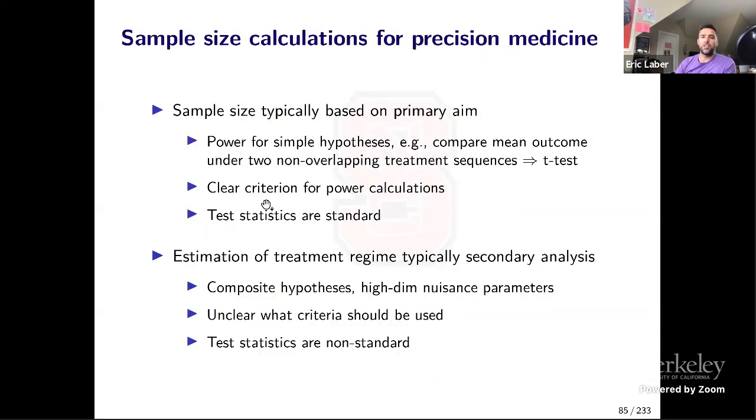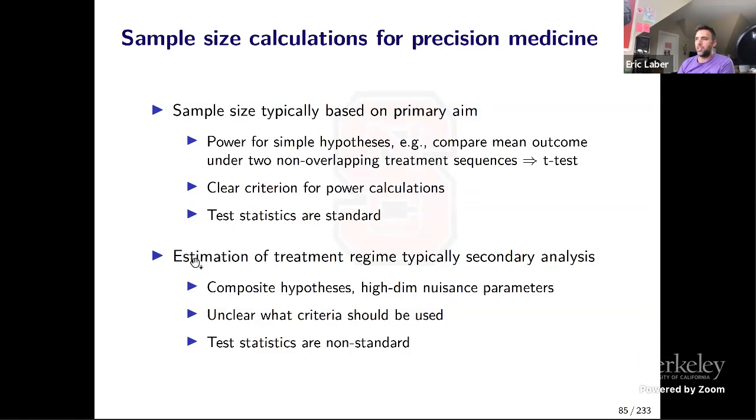So why is this a new and emerging problem? Well, the reason is that most of the time when we run clinical trials in practice, the sample size is based on some very simple primary comparison or a primary aim. And we power, meaning that we want to have sufficient power to do a hypothesis test for something simple, like compare the mean outcome of 2 non-overlapping treatment sequences, meaning, if you take the two pools of patients who followed these treatment sequences, there's no overlap. So it's just a simple t-test, very easy. This is a very clear criterion for power calculations. Test statistics are standard. There's no non-regularity here, very easy.